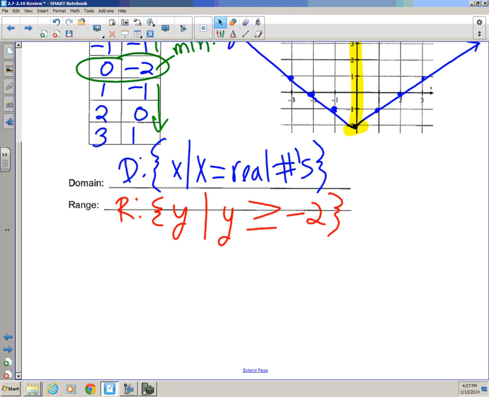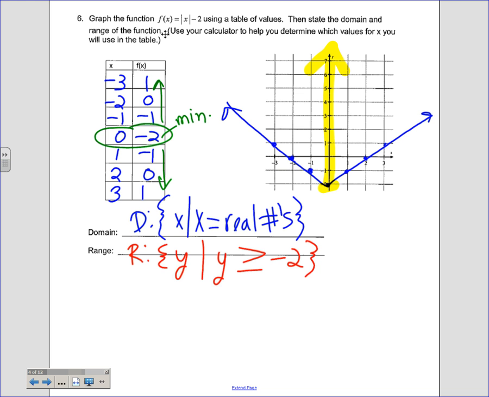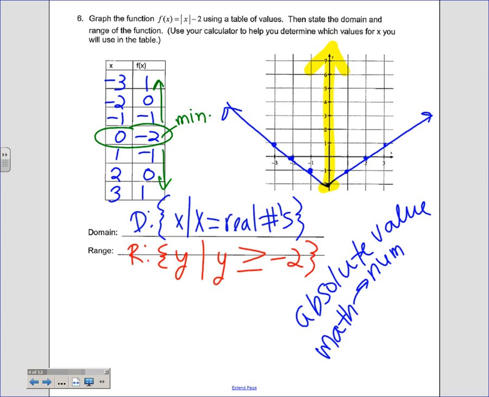Because even though I'm only showing you some integer values, I could plug in a decimal for x, do the absolute value of it, minus 2, and out would come a decimal. So this is going to be your domain and your range for this particular absolute value function. And again, this is an absolute value. We went to math, and then over to number, and then down to what's called ABS, or the absolute value.